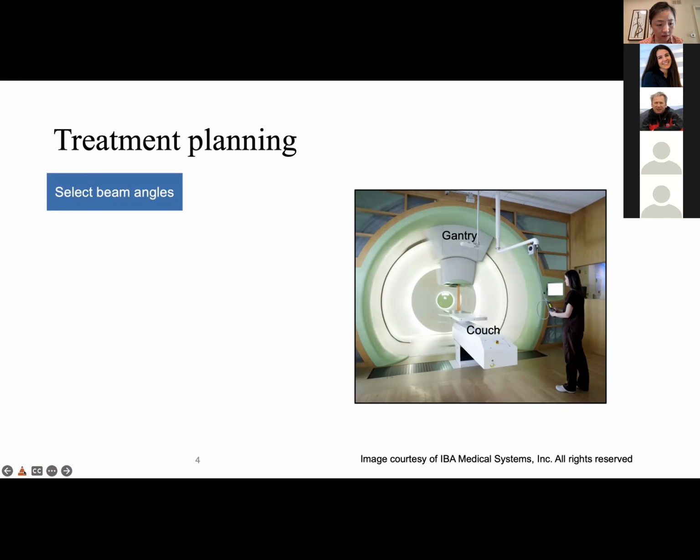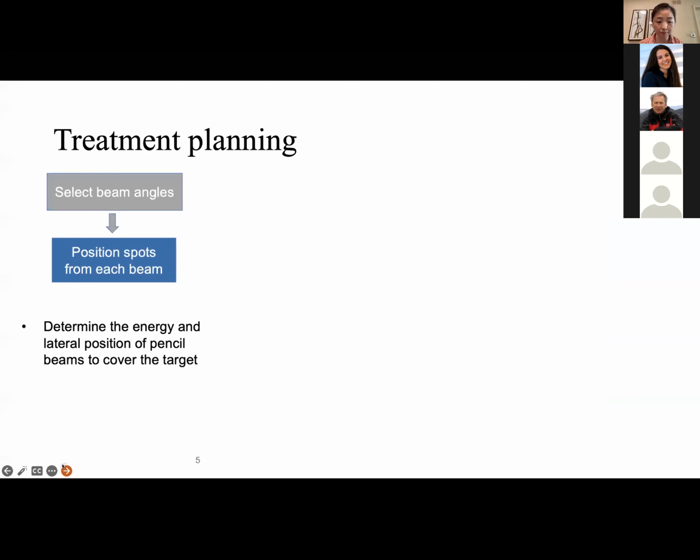So for the beam angle selection, we need to choose a proper gantry angle, or a few proper gantry and couch angles, that fit the target best. And the next step, after having the beam angles ready, we need to position the spots from each beam to cover the target. This step is to determine both the energy and the lateral position of the pencil beams.